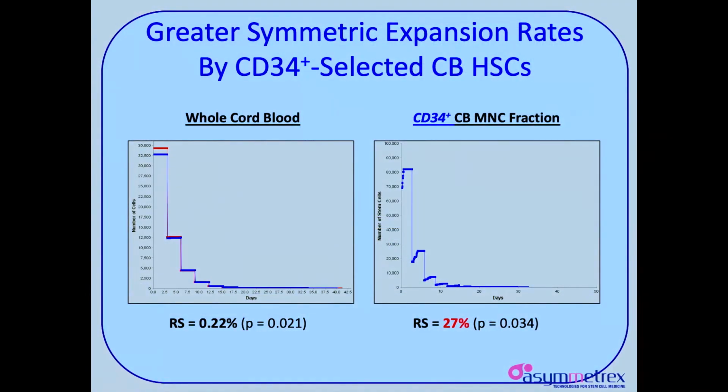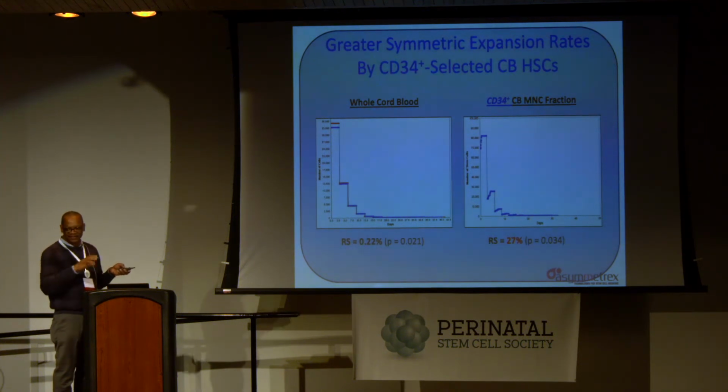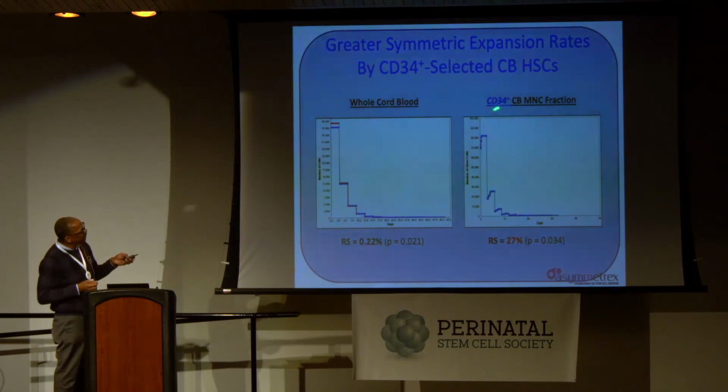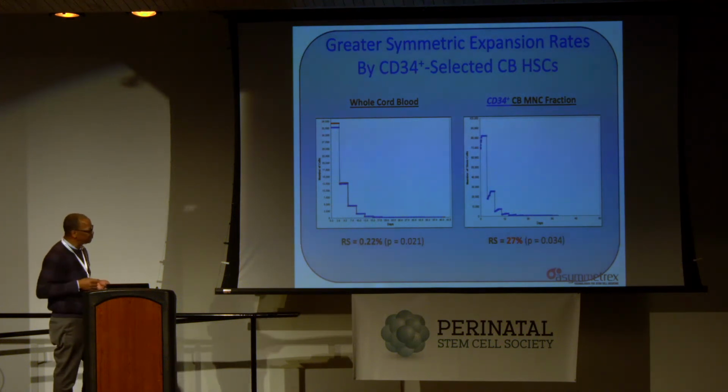Now, I just want to highlight that a little bit more so you can see it in the data. This is the whole cord blood. There are actually 2 independent studies done here. You see this decline in stem cells with these flat points because there's no symmetric division. And here with the cord blood that's been enriched for CD34, you still get that rapid decline, but you see these increases here that represent that 1 in 3 cells dividing symmetrically every cycle.